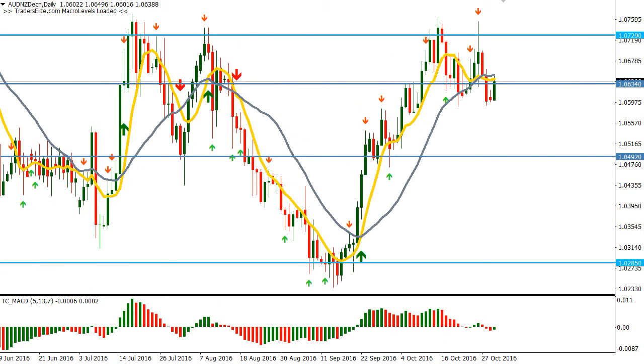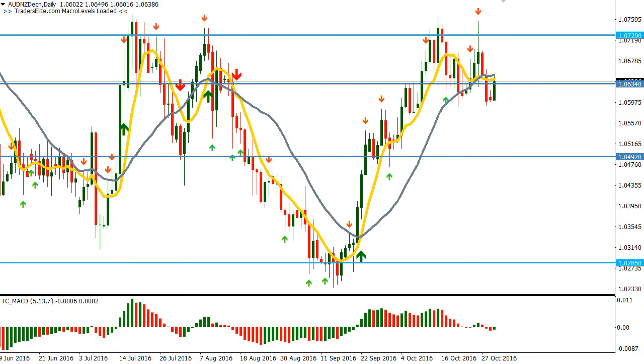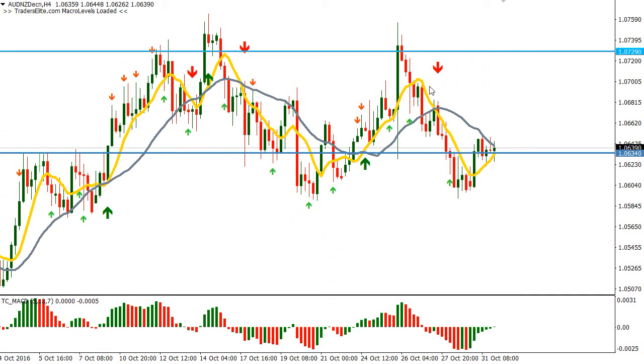Okay, Aussie Kiwi. If we look at the daily, we can see that at the moment it's just sitting just above 106.34. On the weekly, we're seeing a new upward trend trade. So this is in line with the Kiwi falling. I think the Kiwi will fall potentially quicker than the Aussie, and that's going to make this pair, the Aussie Kiwi, move up. So right now we're seeing a macro level in play. If we see some movement up towards here, it could be a good one to take.